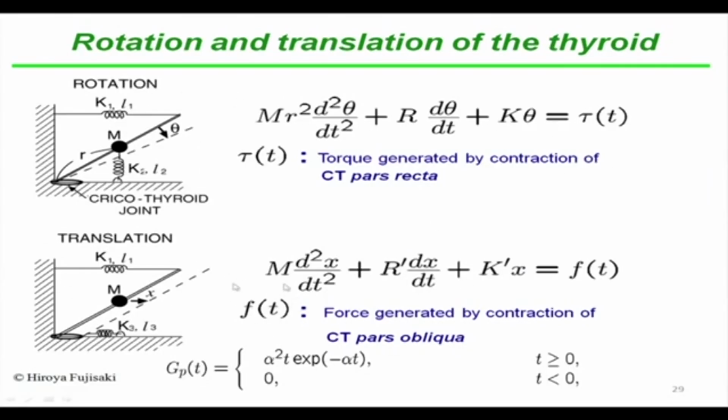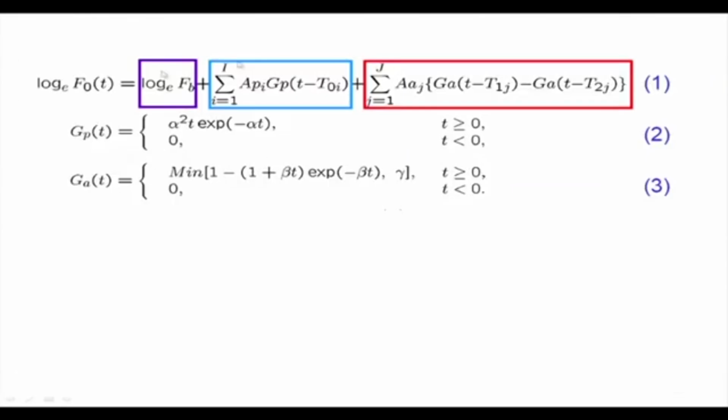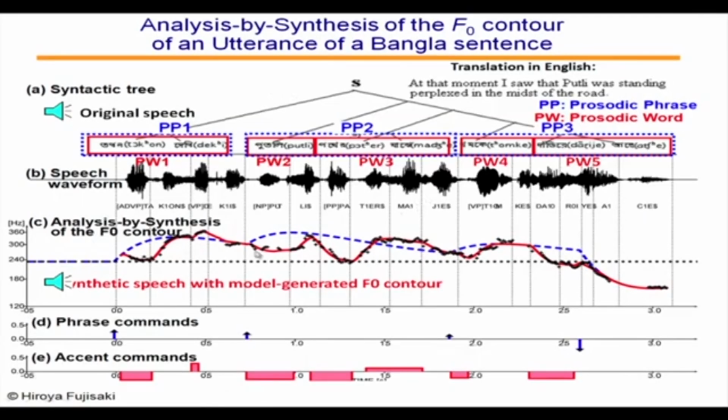Then the translation is also the same differential equation, and the translation is defined by G_P(t). So, you can say the total equation is like this, where I equals 1 to capital I. What is this capital I? It is nothing but the number of phrase commands. Suppose I have a sentence, I can show this here. This is a Bengali sentence. The dotted line is the original F0 extracted from the speech. This F0 contour is aligned with the original speech of a Bangla sentence. One Bangla sentence is there, and you can see the Bengali sentence written.